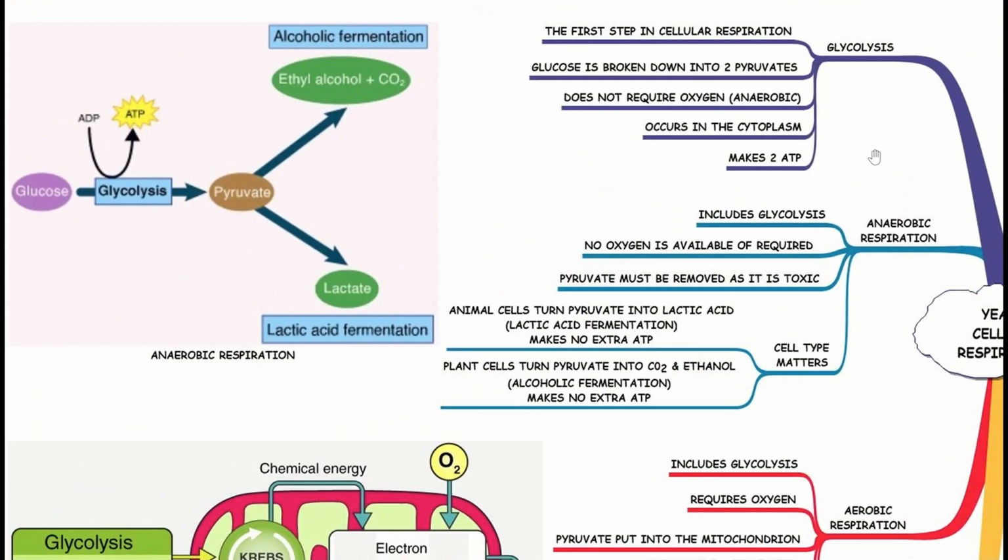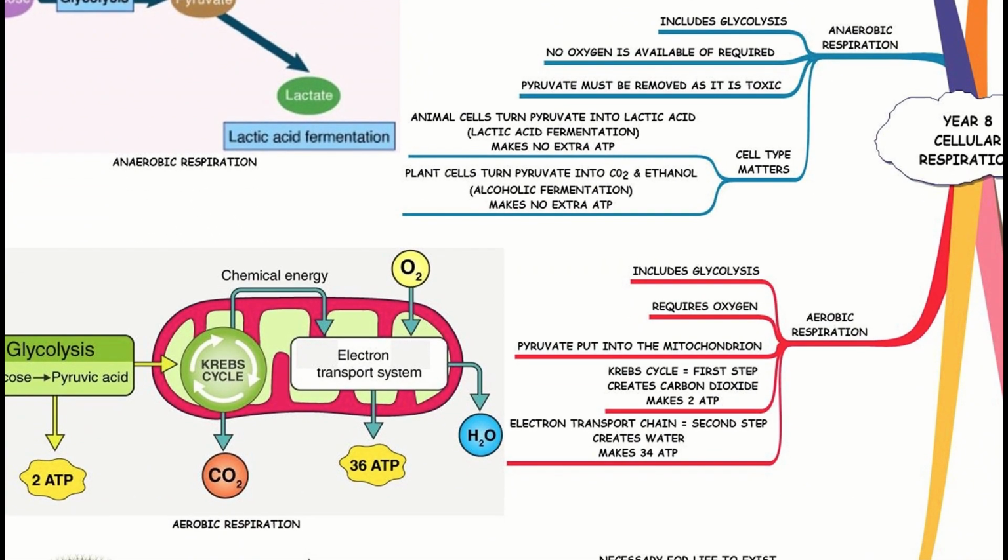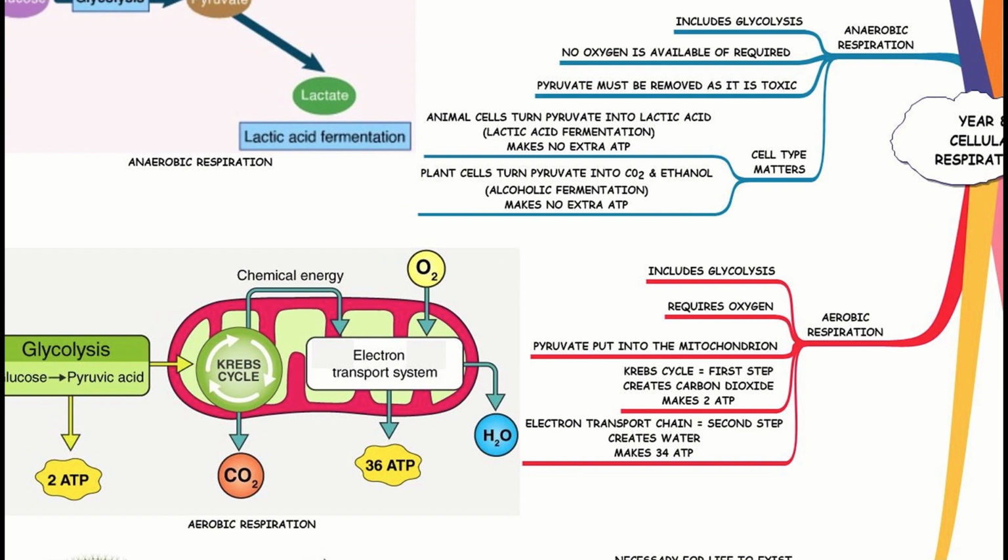The first part of cellular respiration is called glycolysis. In glycolysis, glucose is broken down into two molecules called pyruvate. It does not require oxygen, therefore it is anaerobic. It occurs in the cytoplasm of the cell and makes 2 ATP. Then we move down to either anaerobic respiration or aerobic respiration, depending upon whether oxygen is available.